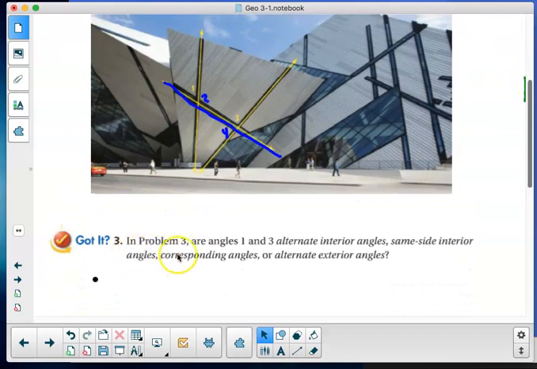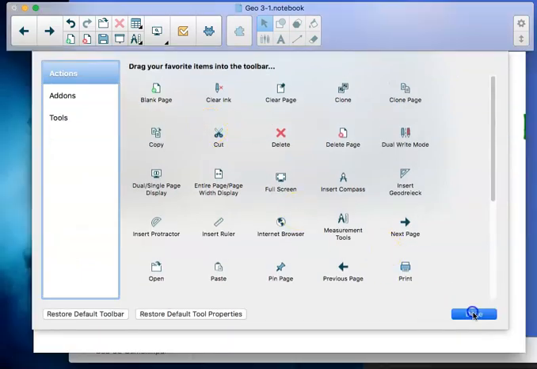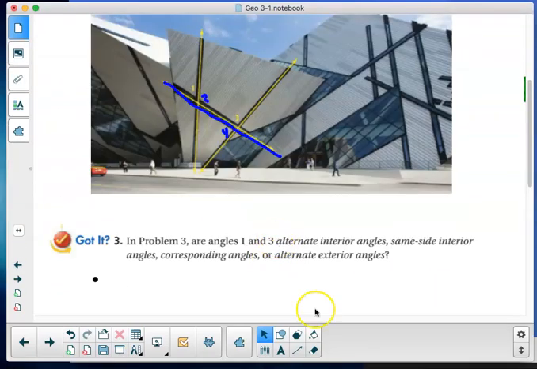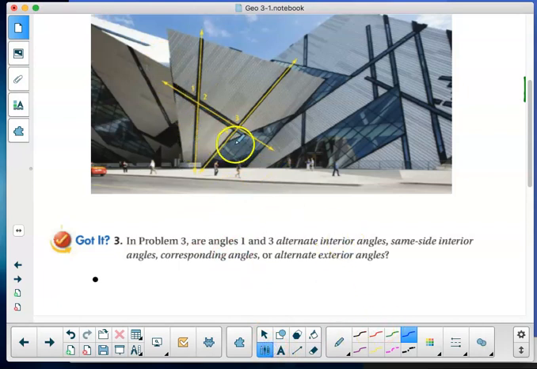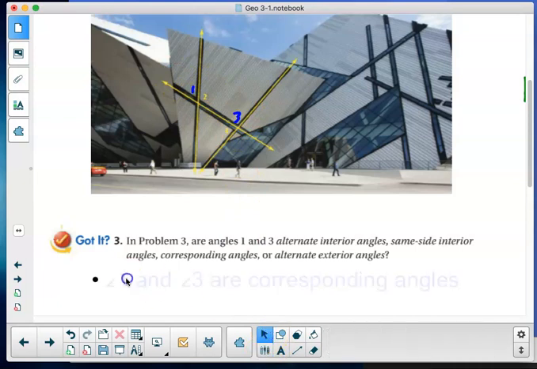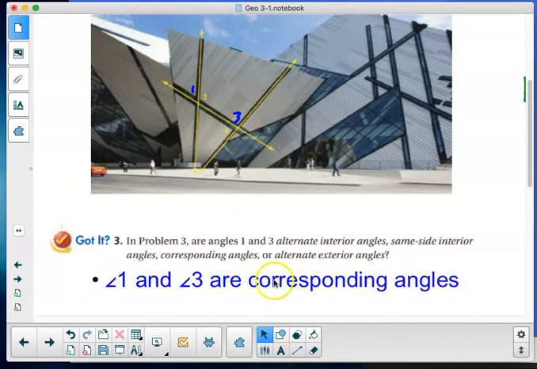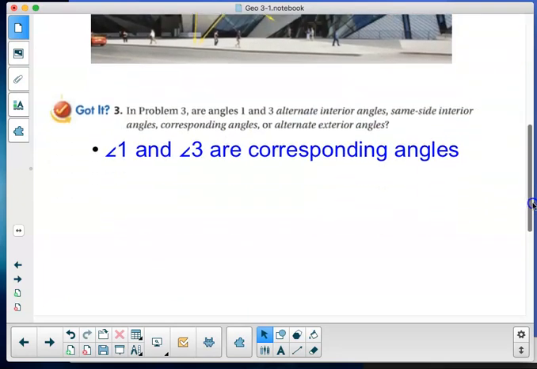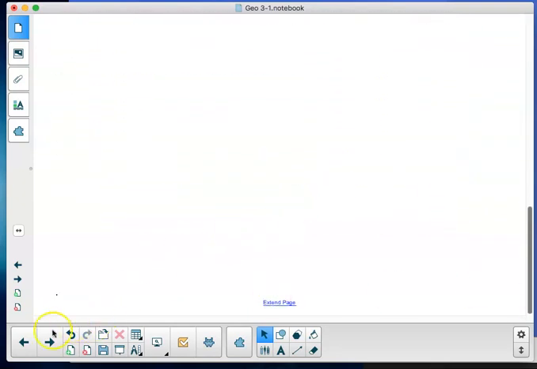Next, in problem 3, are angles 1 and 3, okay, so they're asking us about angles 1 and 3. So if I look at 1 and 3, how are they related? Well, they're on the same side of the transversal in corresponding positions, okay? So they are corresponding angles. So 1 and 3 are corresponding angles. And that's it for that page.